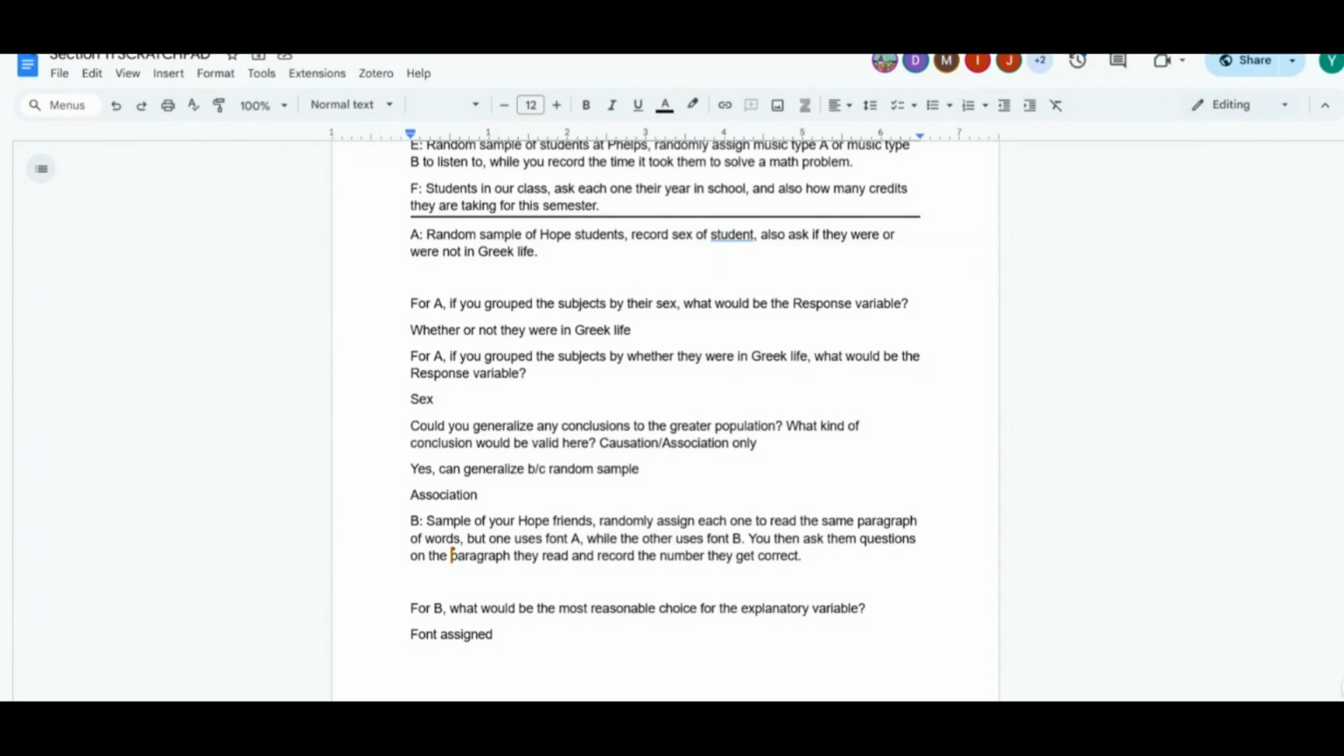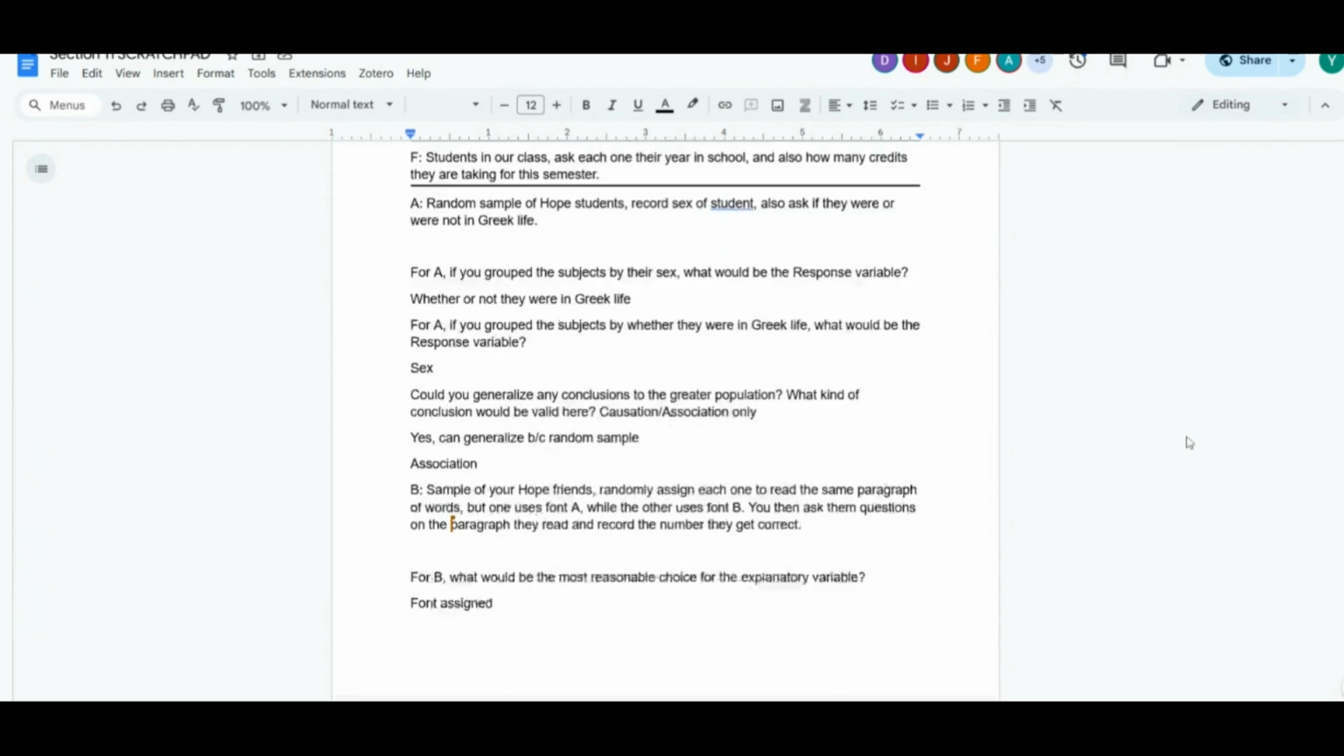Can you generalize? Yes, because it's a random sample. These are fantastic answers. Very good. But can you make a causation claim? No. If you find that one sex is more likely to be in Greek life, all you can say is sex is associated with likelihood of being in Greek life. But that's where it ends. You cannot say causation because many things are associated with the sex of the person. So this is just one of them. So you cannot make causation. Very good. Let's look at B.